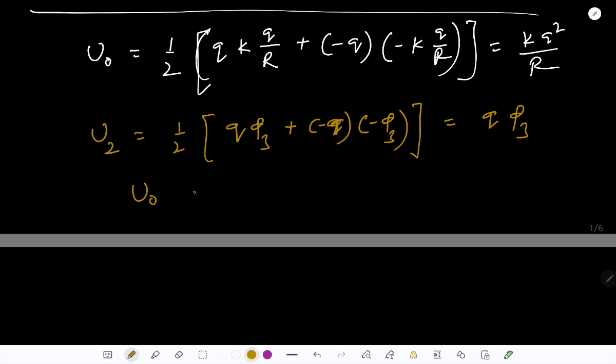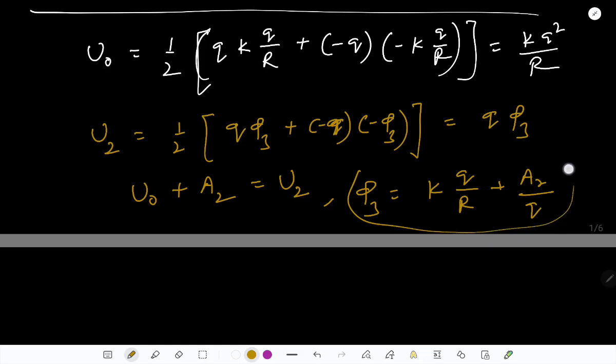that initial electrostatic energy plus work done in this case was A2. So initial potential energy plus work done by the external agent is equal to U2. And you get from here the value of phi 3 you needed to find out. And phi 3 you can get as KQ by R plus A2 by Q. And this was the potential in the second case.